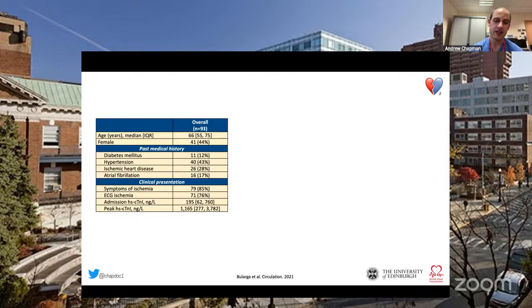We recruited a slightly selected population of patients, so with an age of 66 years, these are slightly younger than you might anticipate. 44% were women, and in most consecutive patient studies, the prevalence is about 55% of women. Traditional risk factors and peak troponin I concentrations of 1,165, so moderate cardiac troponin elevation. And we had objective evidence of myocardial ischemia in 76%.